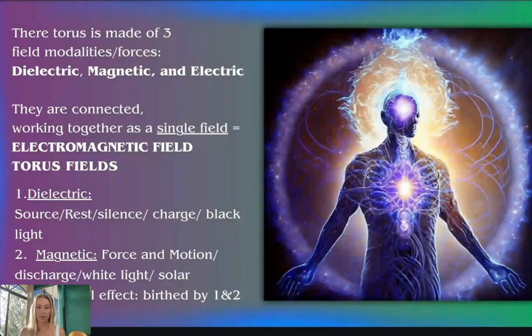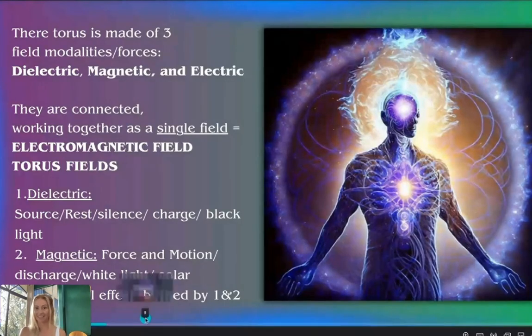In the magnetic force, this is the opposite. It's force and motion, whereas dielectric was rest. It's discharge, whereas dielectric was charge. And this is the white light. It's the solar light. Within these two combining, we have the electric effect. So it's birthed by the first two here.